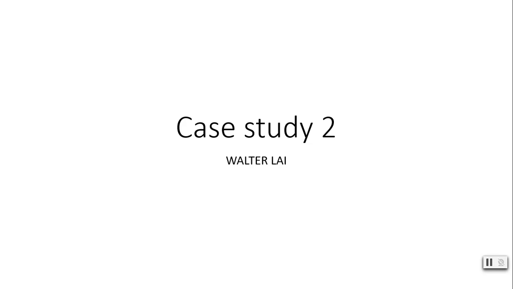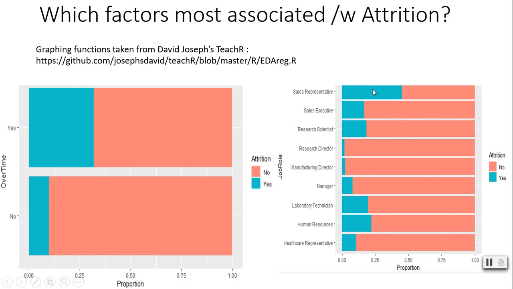So we have a data set of employees containing various information about their age, their gender, how long they worked at a company, etc., and whether or not they attritioned, and their income. So we're going to start with attrition. Which factors are most associated with whether or not an employee attritions?